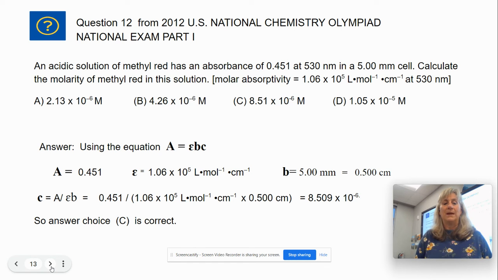And then as we look at what is given, again, since E is per centimeter, and they gave you the cuvette cell as 5 millimeters, you have to convert the 5 millimeters to centimeters. And then you're just plugging in A divided by E times B, and you come up with an answer of 8.509 times 10 to the negative 6 molarity. So then looking at the choices, C is correct, 3 sig figs. Okay, so that was one question.